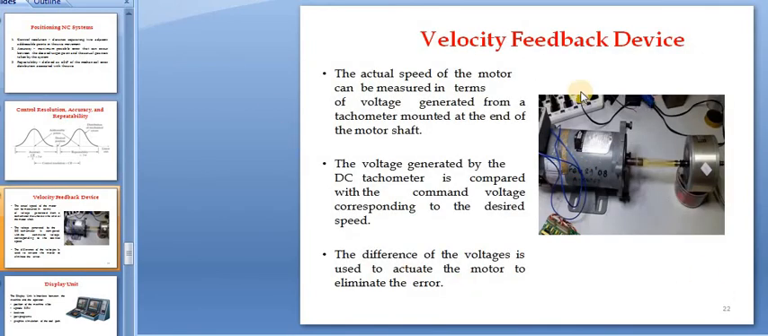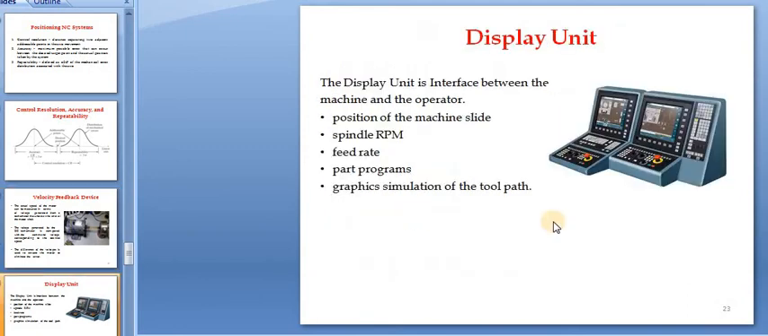There is another feedback device attached to the CNC control system, that is the velocity feedback device. The actual speed of the motor is measured in terms of voltage generated from the tachometer mounted at the end of the motor shaft. The voltage generated by the DC tachometer is compared with the command voltage corresponding to the desired speed. The difference between the voltages is used to actuate the motor to eliminate the error.